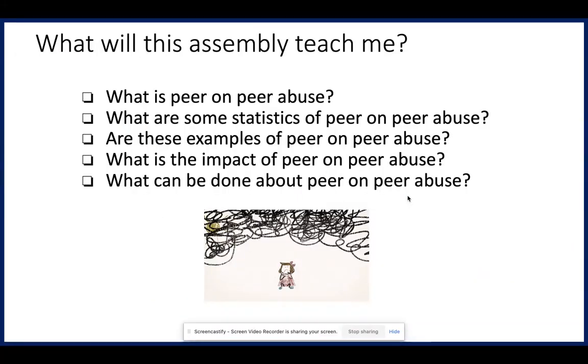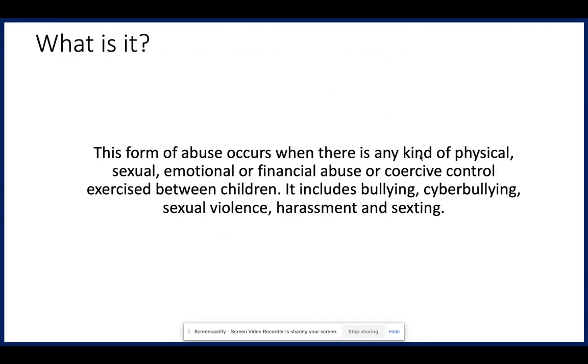So in this Assembly, we're going to consider what is peer-on-peer abuse, what are some statistics on peer-on-peer abuse, are these examples of peer-on-peer abuse when we look at some scenarios, what is the impact of peer-on-peer abuse, and what can be done about peer-on-peer abuse. So what is it? Peer-on-peer abuse is a form of abuse that occurs when there is any kind of physical, sexual, emotional or financial abuse or coercive control exercised between children. It includes bullying, cyberbullying, sexual violence and harassment and sexting.